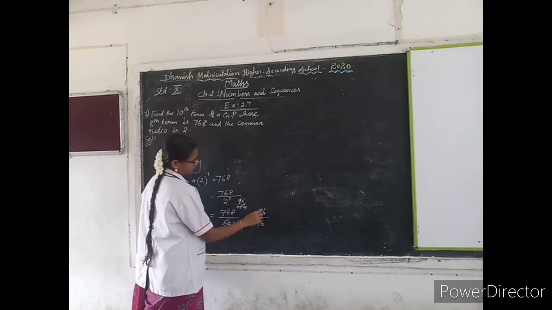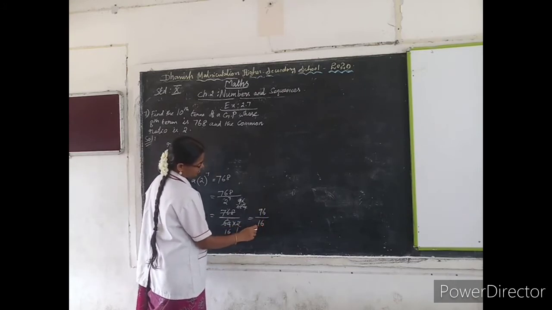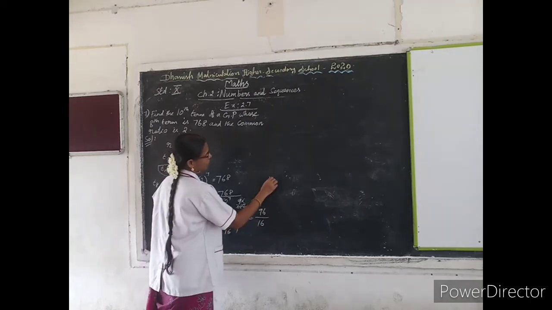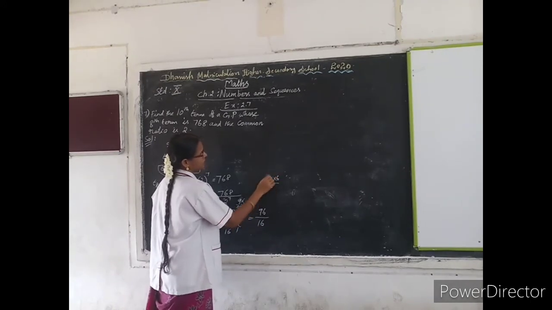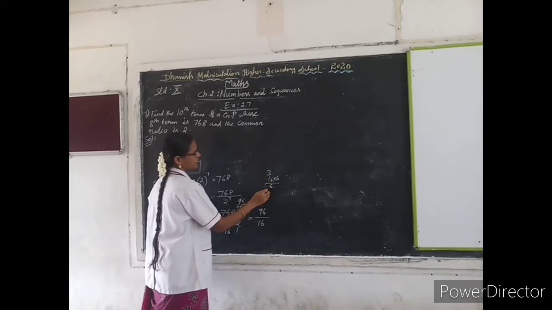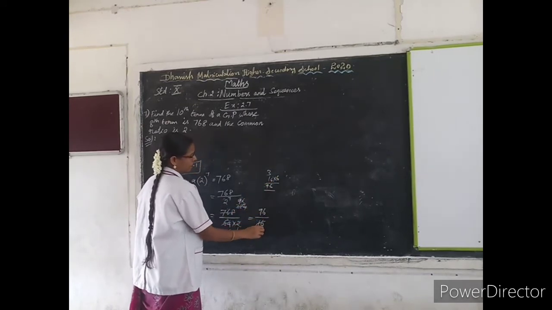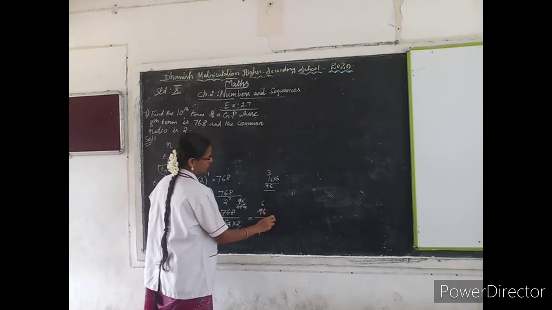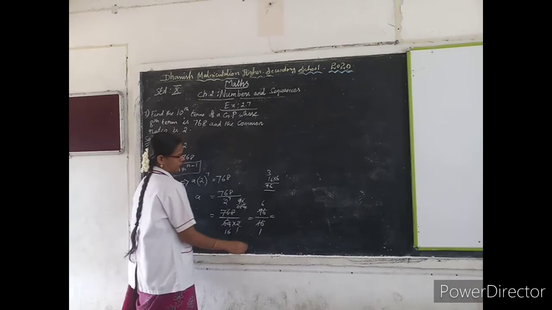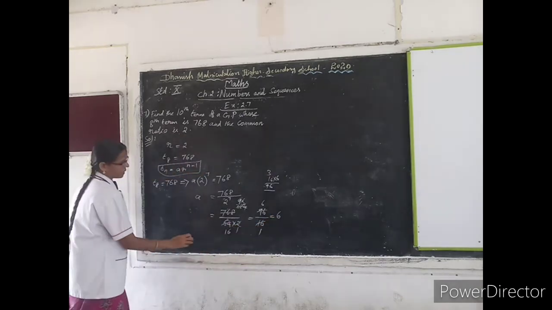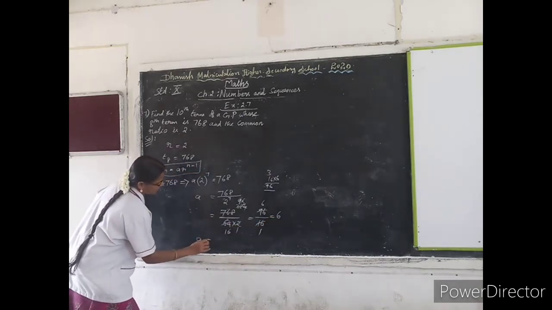Again, the 16 table. 6 6s are 36, 16 into 6. 6 6s are 36, 1 6 is 6, 6 plus 3 is 9. So 96. The 16 table, 1 time, 6 times. So A is 6 here.